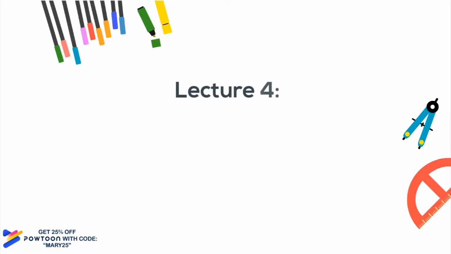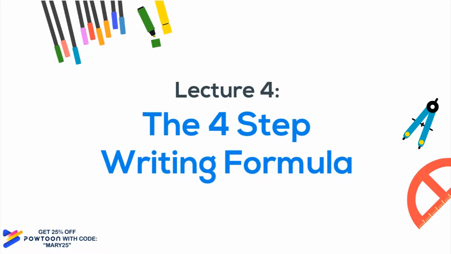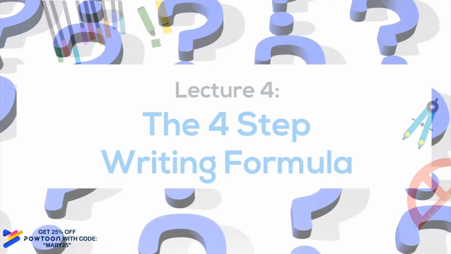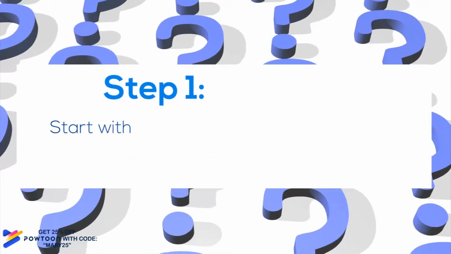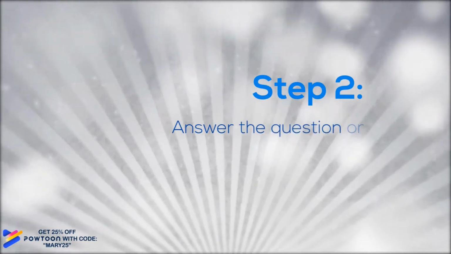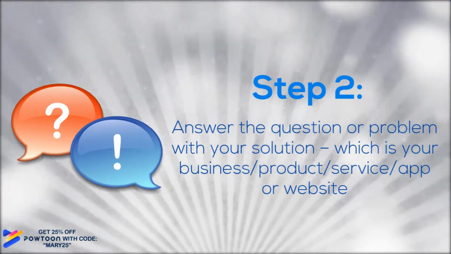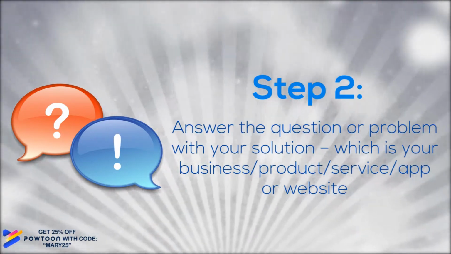I have a very simple formula for writing a commercial script, the 4-step writing formula. Step 1. Start with a question or a problem that addresses your target audience. Step 2. Answer the question or problem with your solution, which is your business, product, service, app, or website.